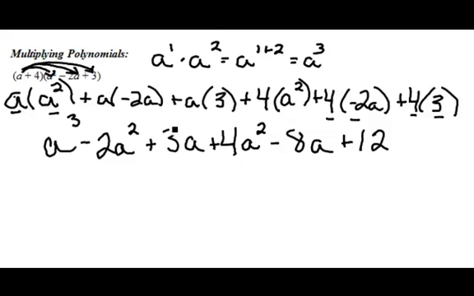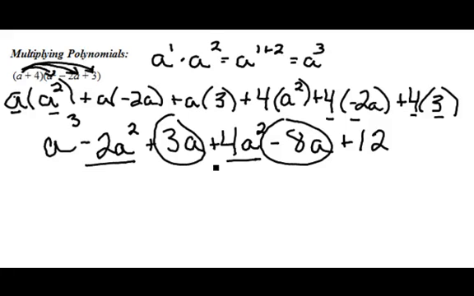Now looking at what I have here, I see that I have some like terms. Remember, like terms have the same variables raised to the same power. So I have a negative 2a squared and 4a squared, which are like terms. My 3a and my negative 8a are also like terms. So I'm going to go through and make sure I combine my like terms when I write this polynomial in standard form.